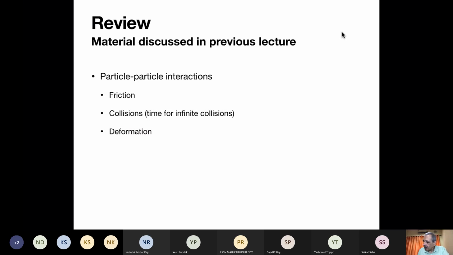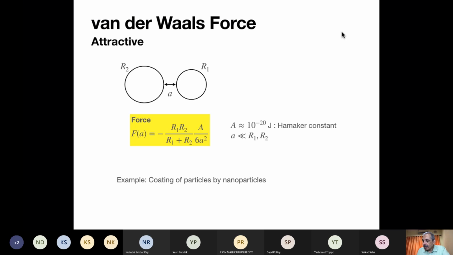Today, I just want to tell you about a few more types of particle-particle interactions. These are somewhat more specialized. These things are what we will mainly focus on, but there's also a possibility that there may be forces which make the particles stick together. What are those forces? Those are known as cohesive forces. And one of them is, of course, the van der Waals force.